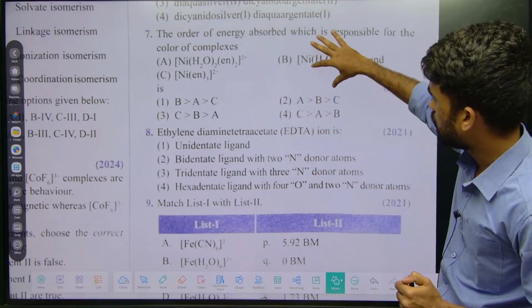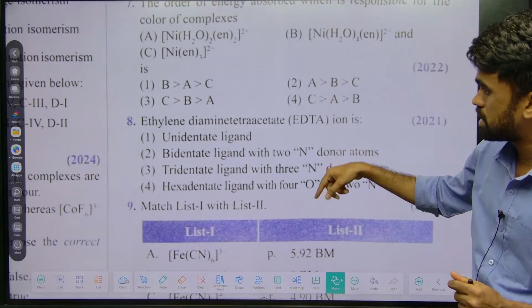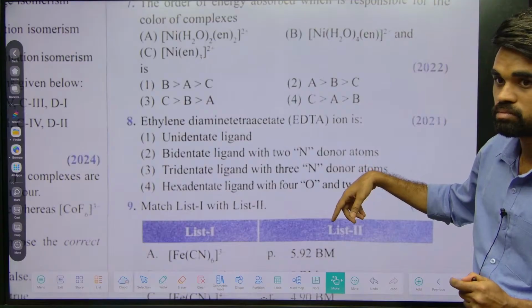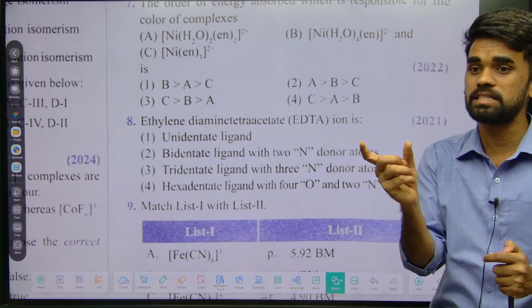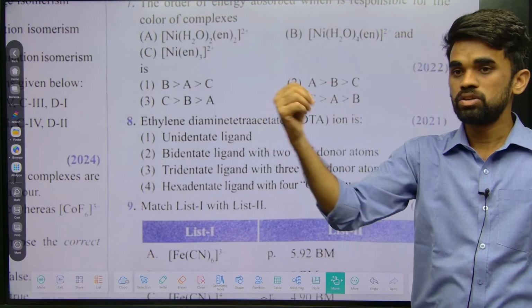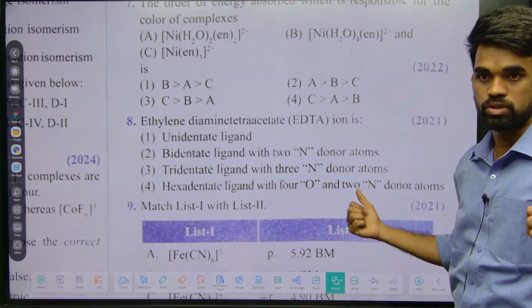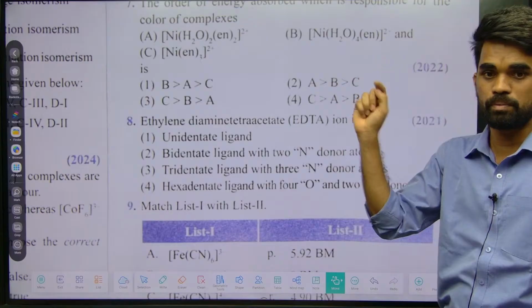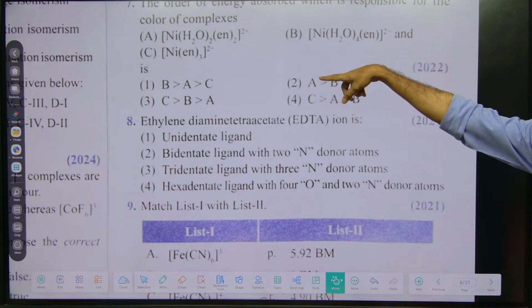EDTA, ethylenediaminetetraacetate, with ionic charge. It is hexadentate. What are the donating sites? It has 2 nitrogen atoms and 4 oxygens. So hexadentate with 4 oxygens and 2 nitrogens as donors. We have written the structure, if you remember. That's it. There are 31 questions; if you are interested, you can solve them later.